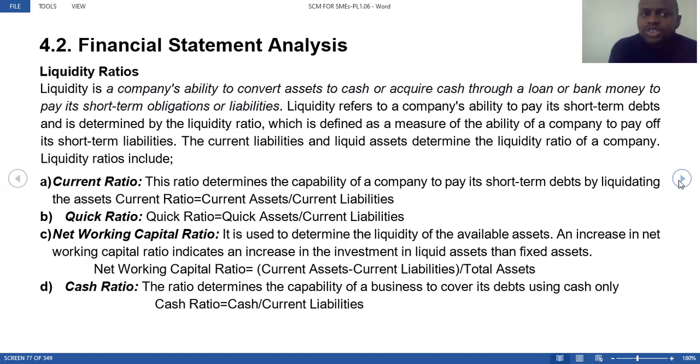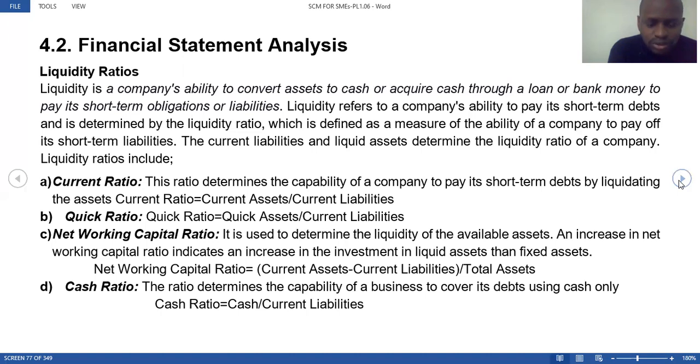And different ratios can be in this category, where we have the current ratio. And when you are calculating the current ratio, what you normally do is you take the current asset, divide by the current liability. The other ratio that is very critical is the quick ratio. And when you're calculating the quick ratio, you're calculating the quick assets and the current liabilities.